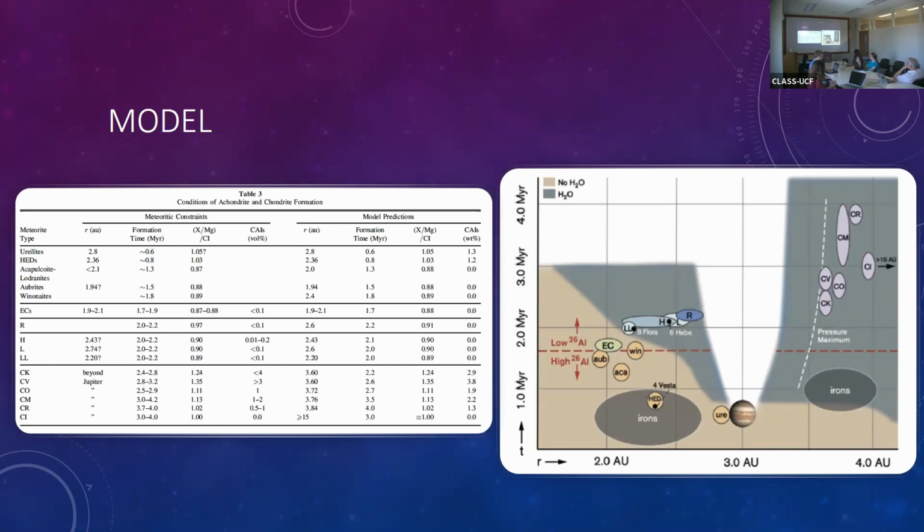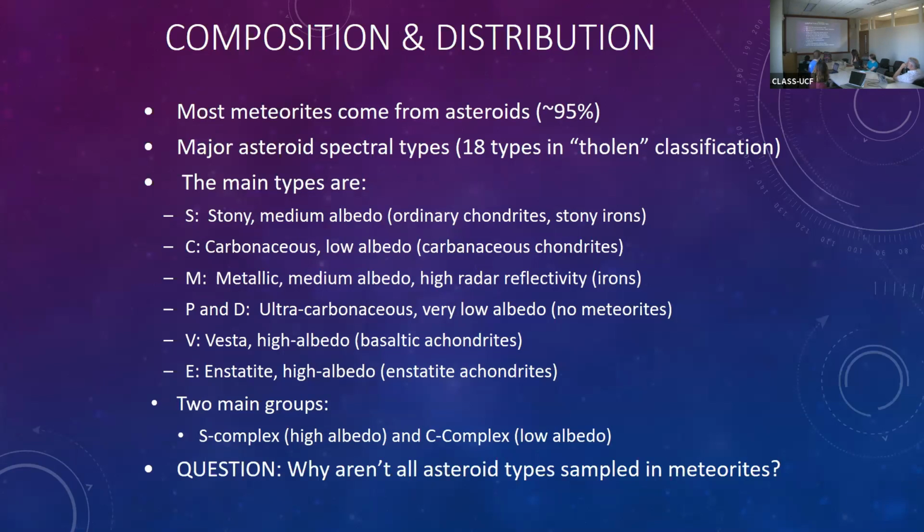I think I have like 2 more slides before questions. And so, knowing what we know about these meteorites, we can then attach them to asteroid spectral types. So in the Tholen classification, there's 18 types of spectral types of asteroid, and the main types we have are the S, the stony, C, carbonaceous, the M, metallics, the P and Ds are large carbonaceous, V is Vesta, E is enstatite, and then classify those into 2 big main groups: the S complexes, which are high albedo, and C complex, which is low albedo.